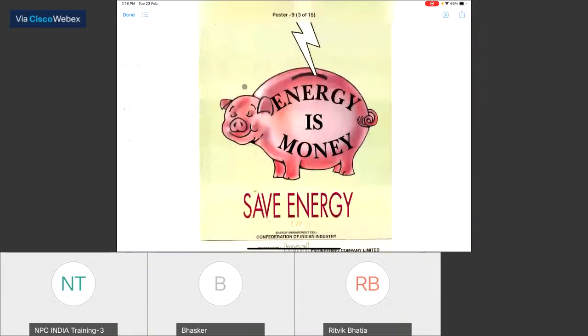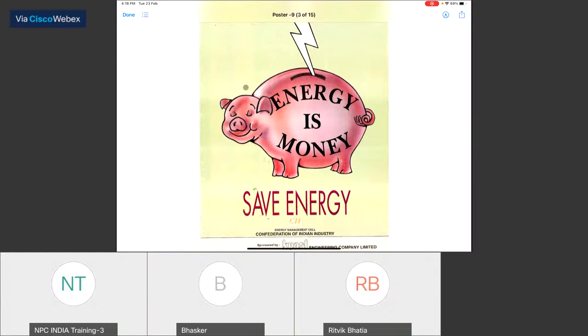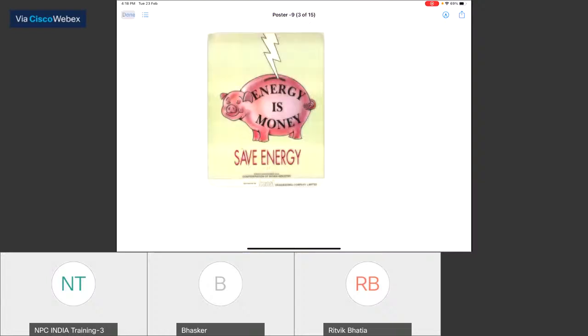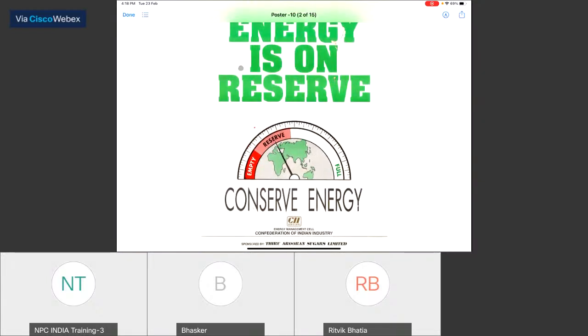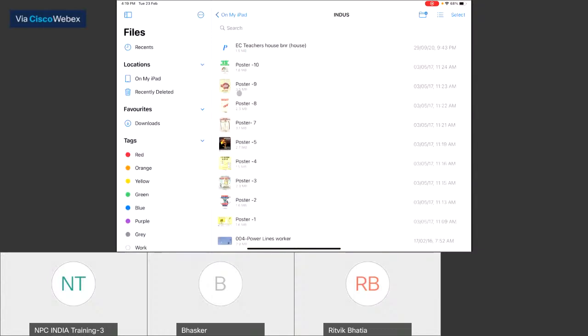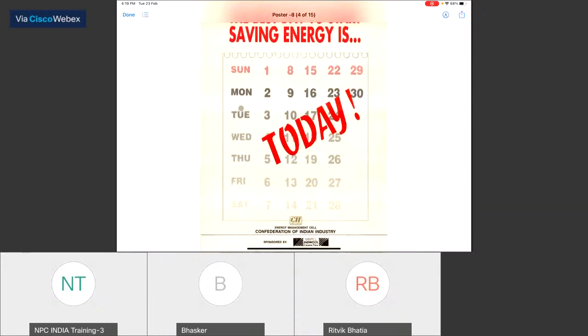I think these posters are good. I would like to show some of the posters. So energy saved is money saved. Oh, I have to go back. So energy, as I told you, is on reserve, conserve it. This is from the Confederation of Indian Industry. The poster is there. You can put it wherever you want. So saving of energy is to be done from today.